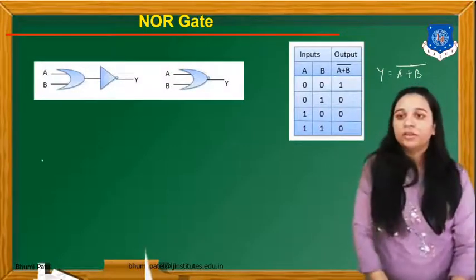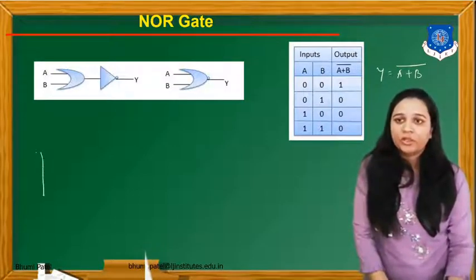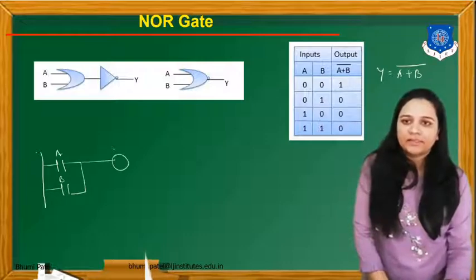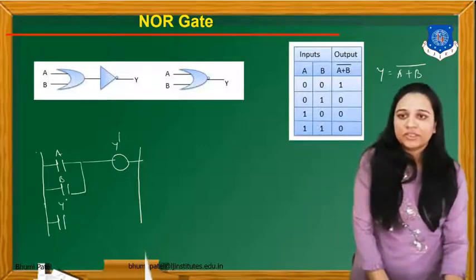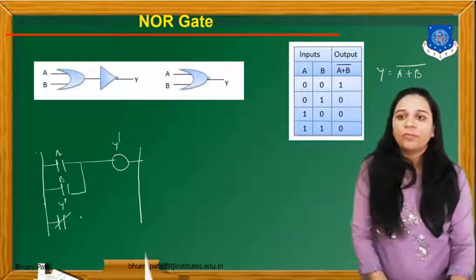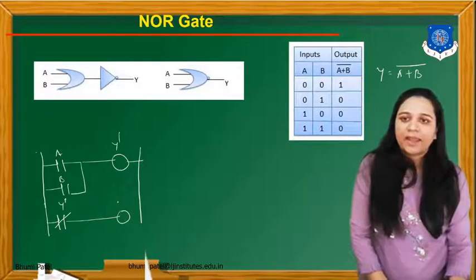If we draw the ladder logic diagram using the NOR gate, same logic is there. First in the first rung we put the two inputs in parallel connection using the OR gate, A and B, and Y dash is my output. Whatever output is in the first rung we put as the input in the second rung. So this is my Y dash. Whatever output is in the first rung we simply complement, so we put a normally closed contact here and the Y is my actual output.